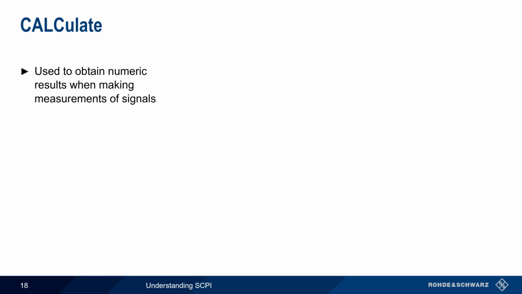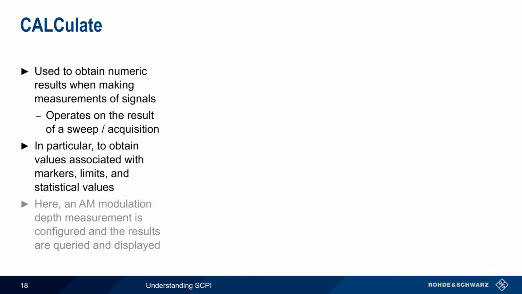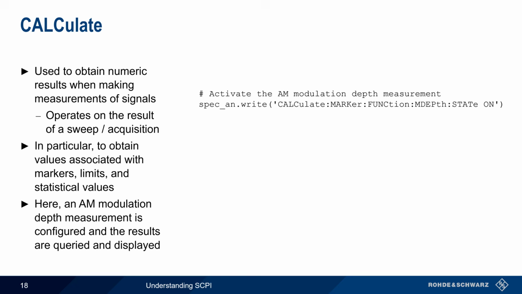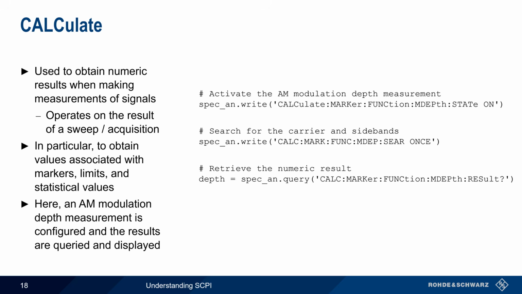Calculate commands are used to obtain numerical results when making measurements of signals. That is, they're designed to return a value that's calculated from the result of a sweep or measurement cycle. This means that calculate is used in particular to obtain values associated with markers, limits, and/or statistical values. In this example, calculate commands are used to activate an AM modulation depth measurement, search for the carrier and the sidebands, and then retrieve the numeric AM modulation depth result, which is then displayed to the user. Note that calculate can be used both with write type and query type functions.